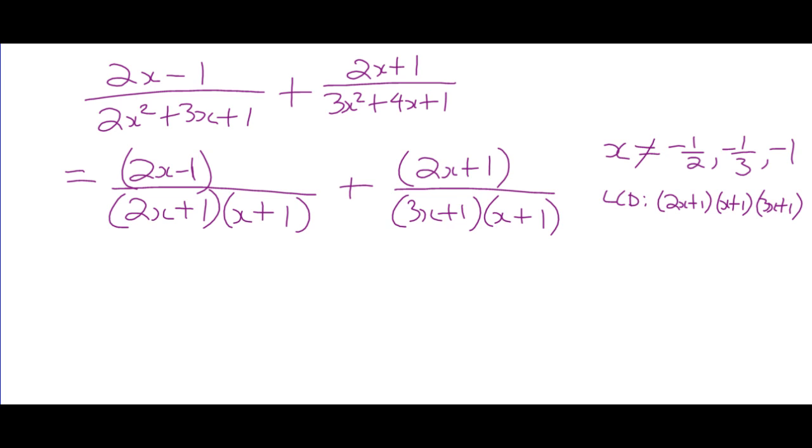Right? So, okay, I need a 2x plus 1. I need an x plus 1. I need a 3x plus 1. No, I don't need another one of these. I already have one. Right? Now, if this had been like x plus 1 squared, then I would need an x plus 1, and I would need another x plus 1, right? Like I would need them both. Okay.